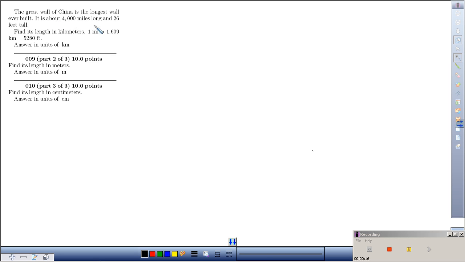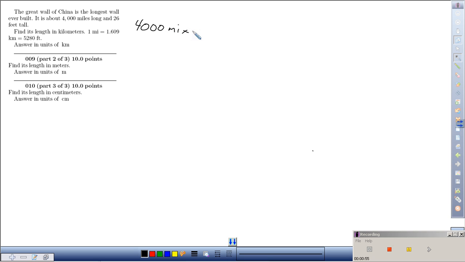So we want to take 4,000 miles long because we're looking at the length. The 26 feet is irrelevant to us right here. So we want to start with what it gives us, so we start with 4,000 miles. As is the case with any conversion, we want to multiply by some conversion factor where the top and the bottom of the conversion factor are equal.